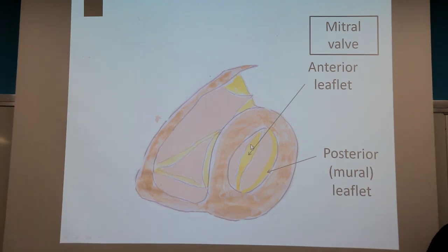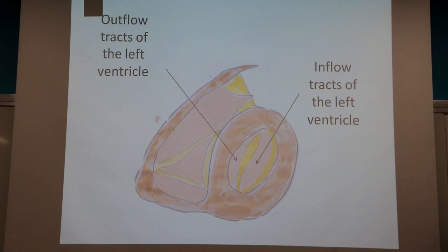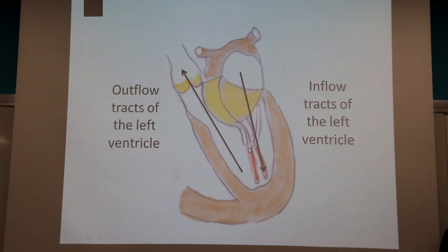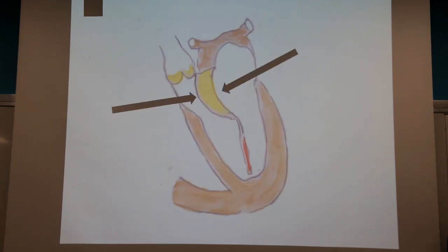Here is the anterior leaflet or cusp and here is the posterior one. The anterior mitral cusp is situated between the inflow and outflow tract, as I mentioned before. Here is the inflow and here is the outflow and here is the anterior mitral cusp. The inflow tract lies below and behind the anterior cusp, outflow in front of it.